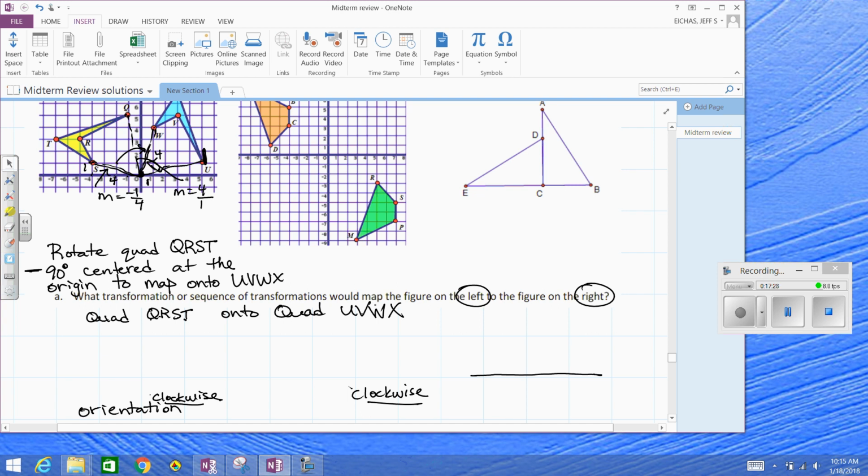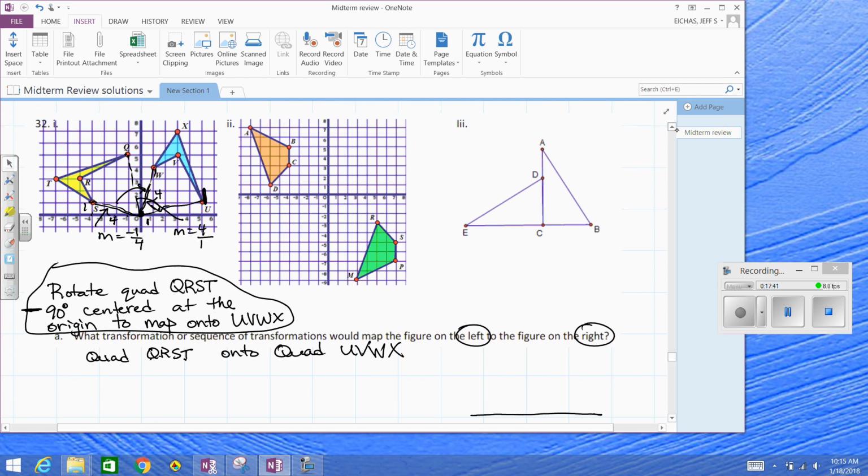What transformation would map the figure on the left to the figure on the right? That takes care of that one. Make sure it's negative 90. You've got to give the angle and the center when we're on the graph paper. So we want specifics, okay? We want specifics off the graph paper, but especially on the graph paper. We should be able to talk about specifics here.